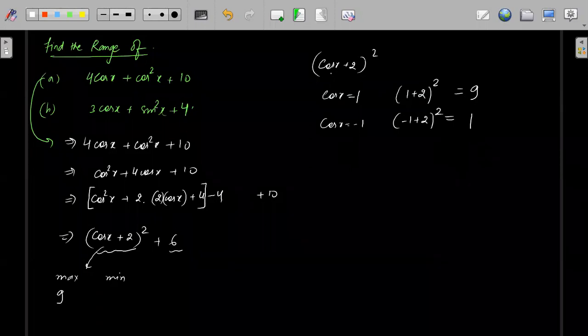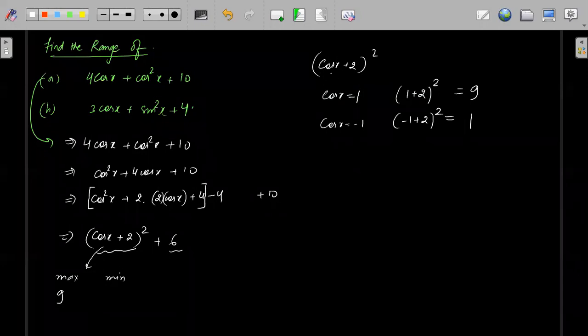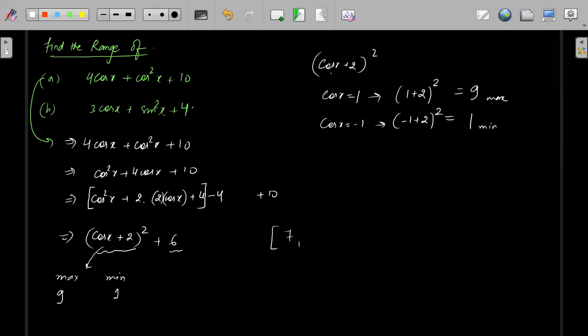What is the minimum value inside? The minimum value will be when this whole thing becomes minimum inside. When will this become minimum? When we subtract 1 from 2. When cos x is equal to 1, this becomes 9 maximum, and the minimum value will be 1. So what is the minimum value? 1 plus 6, 7 is the minimum value. And what is the maximum value? 9 plus 6, 15 is the maximum value.